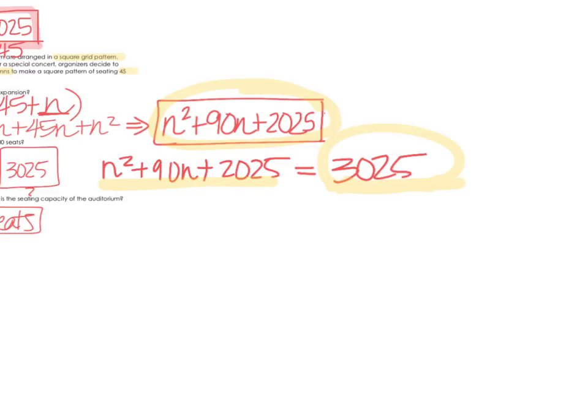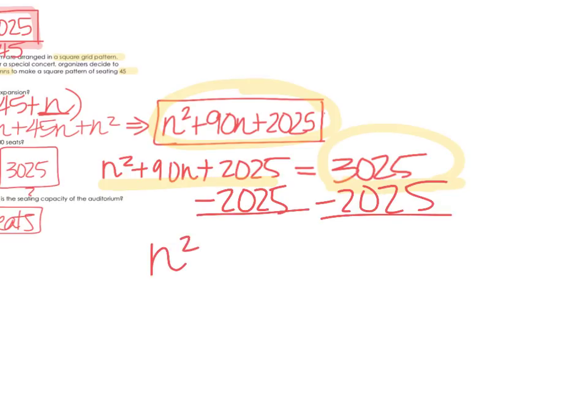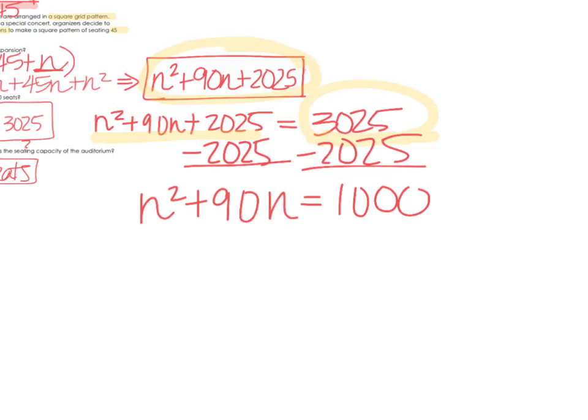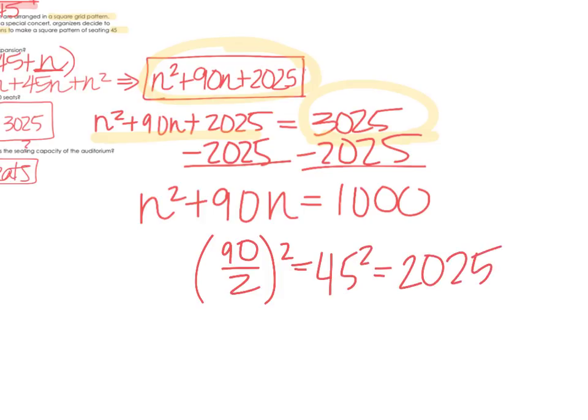First thing we're going to do is subtract 2,025 from both sides, because we want it to be ax squared plus bx equals c. So we end up with n squared plus 90n equals 1,000. Now we're going to solve by completing the square, so we've got to take our b, which is 90, divided by 2 and square it. So we end up with 45 squared, which we know is 2,025. So that's the magic number we're adding to both sides of our equation.